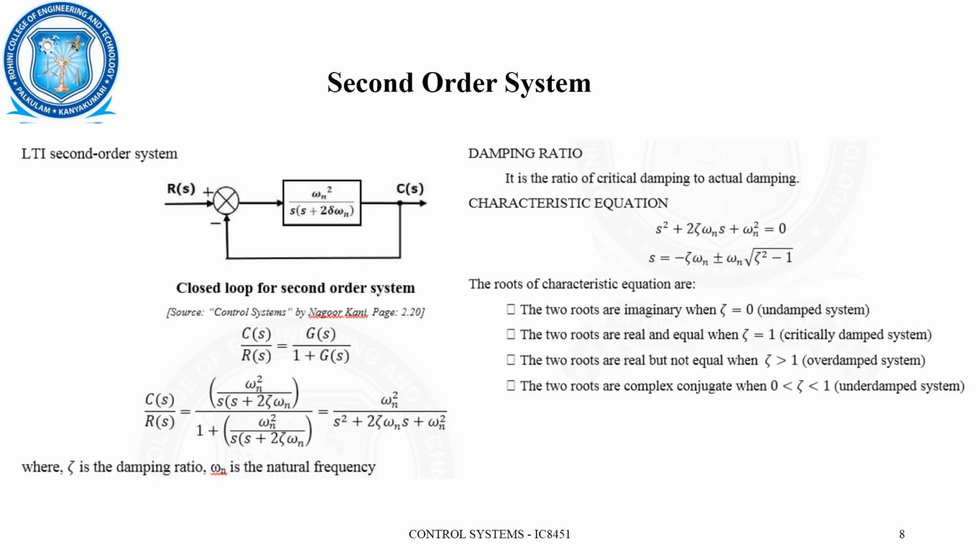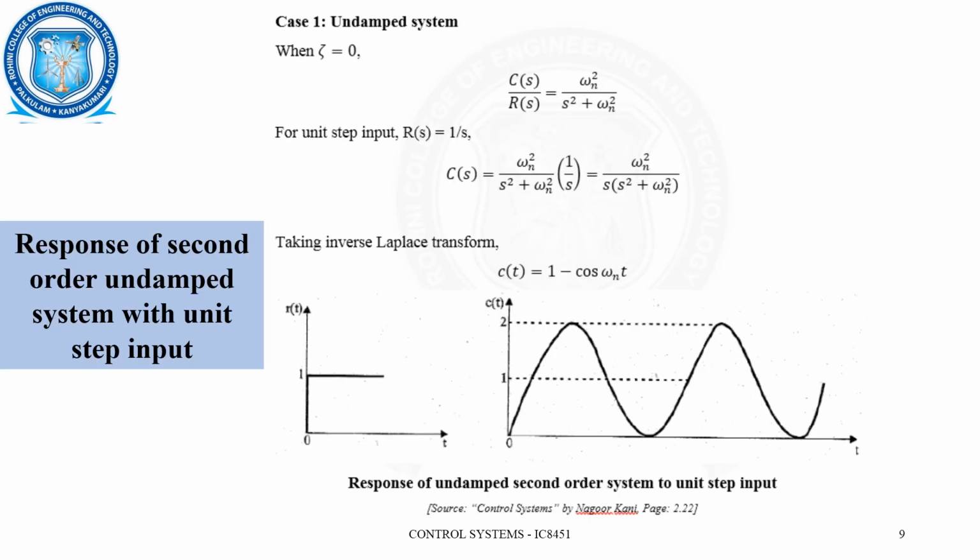When zeta is equal to 1, the two roots are real and equal. But when overdamping occurs, the roots are real but not equal. And there are also conditions when the system is underdamped, that is, when sufficient damping is not provided. Then the two roots become complex conjugate roots. In the sense that oscillations will be there. There is no suppression of oscillation, so continuous oscillation will be there.